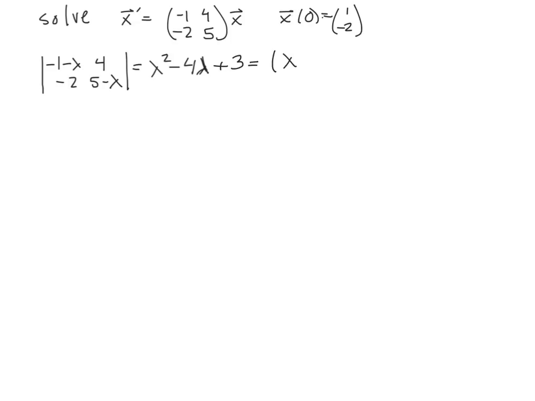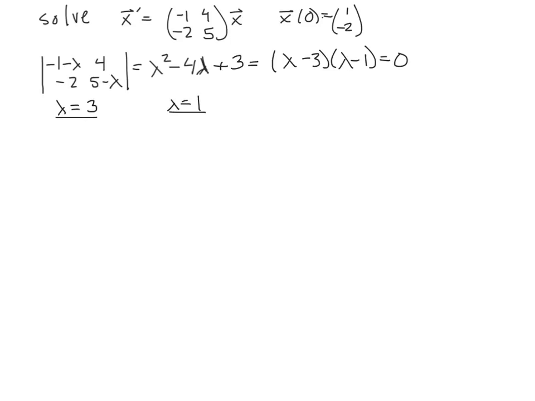Factor. What's that going to be? -3 and -1. Set it equal to 0. And so one of the eigenvalues is +3, and one of them is +1.